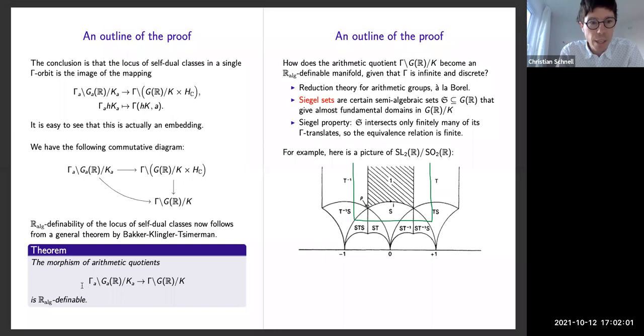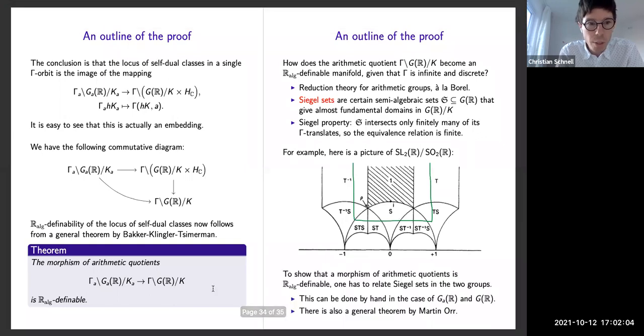And then for this definable business here, what you have to then show is that when you say that a morphism of arithmetic quotients is definable, what it really is a statement about Siegel sets. So what you have to do is show that any Siegel set in the smaller group GA, when you map it into the bigger group G, lands in a union of at most finitely many Siegel sets. And then you get finiteness and you get the sort of stuff that you need for definability.